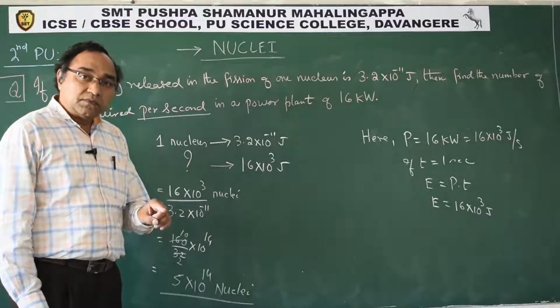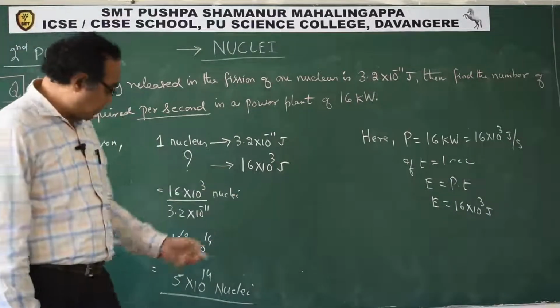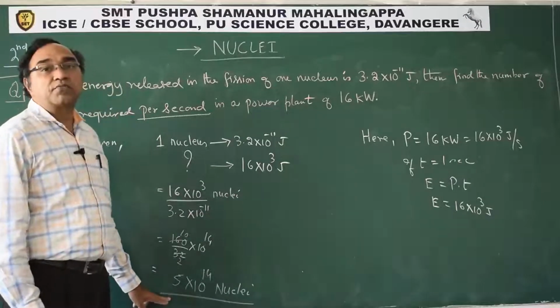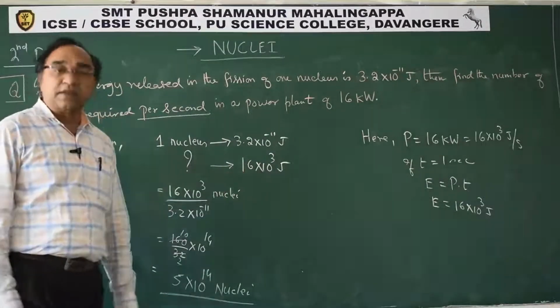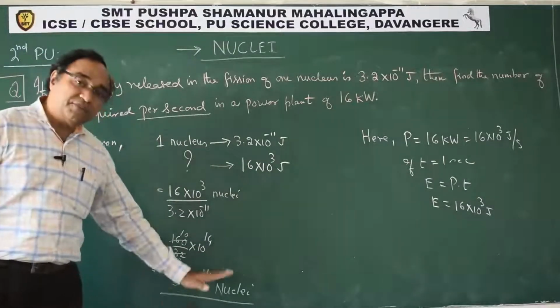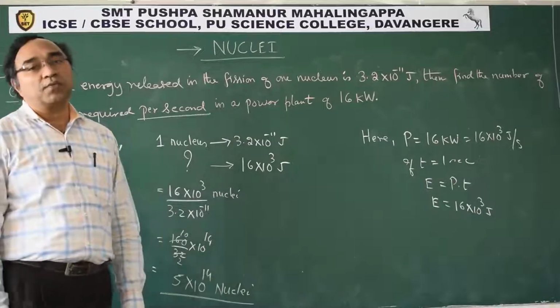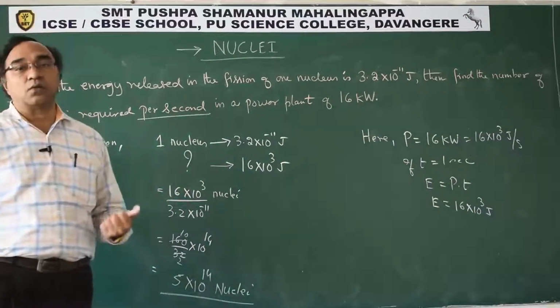Now 6 × 10^23 atoms are present in 235 grams. 5 × 10^14 atoms will be present in how many grams? We can calculate that. That type of questions are also framed. So this is an extension, using the mole concept and finding the amount of substance required.